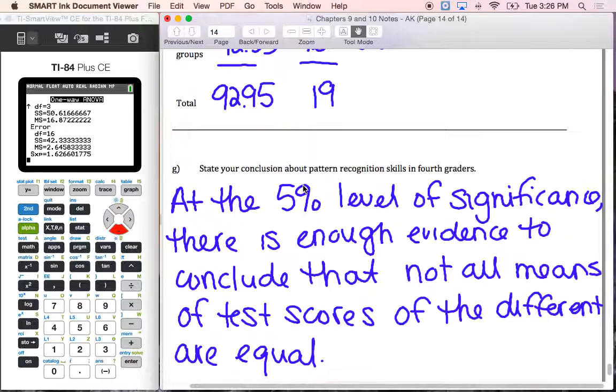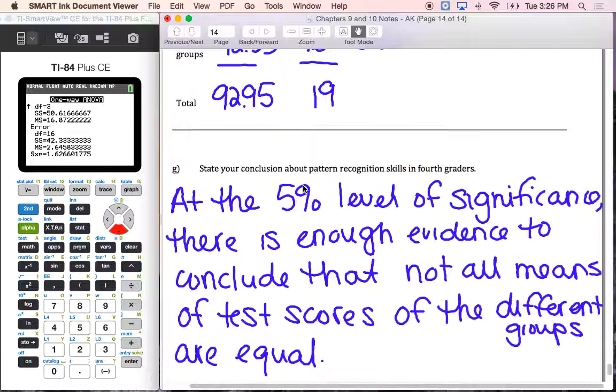So we're saying there is enough evidence to conclude that the means are not all equal to each other. That's basically what we're saying. And we'll make sure you're having this relevant to what the problem is too. So we're talking about test scores. So we're saying that there is enough evidence to conclude that not all the means of the test scores of the different groups are equal.